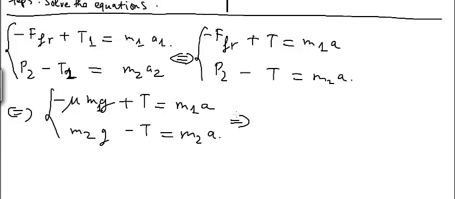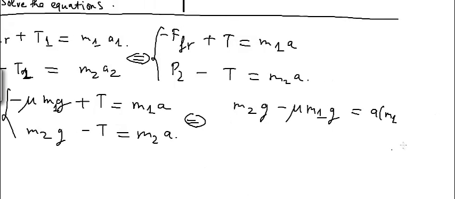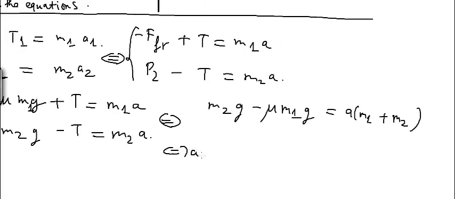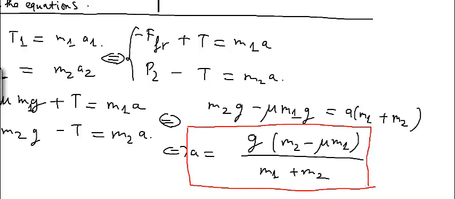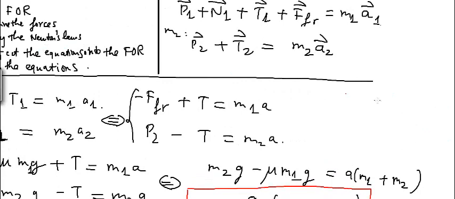And from here we add the two sides of the equations together, so plus T and minus T cancel each other, and we have m2 g minus mu m1 g equals a times m1 plus m2. From here we can get a equals g times m2 minus mu m1, divided by m1 plus m2. So this is what we have from all the steps we described in the first place.